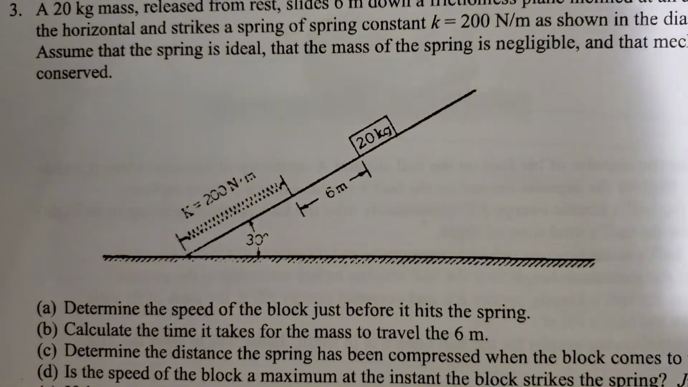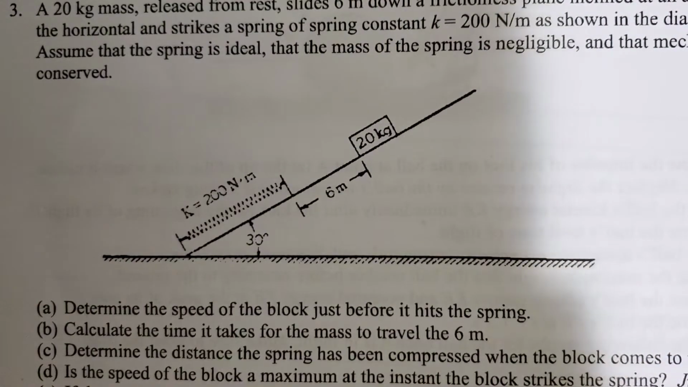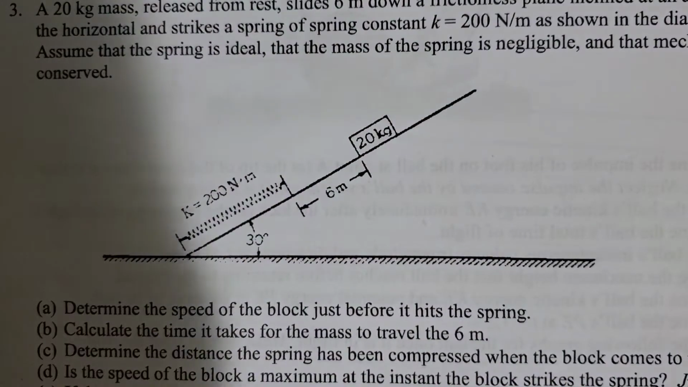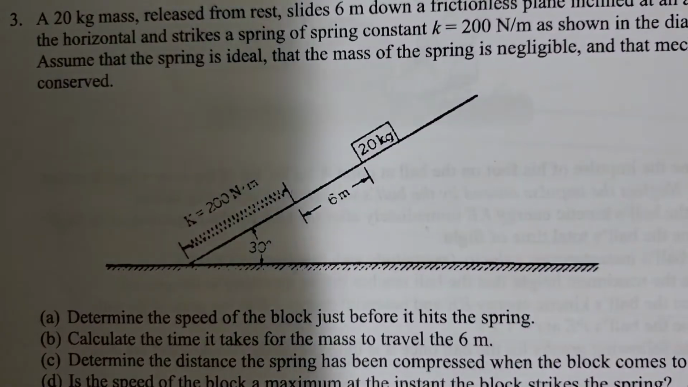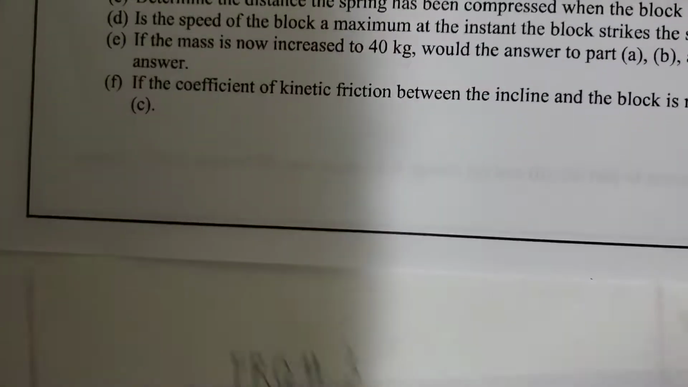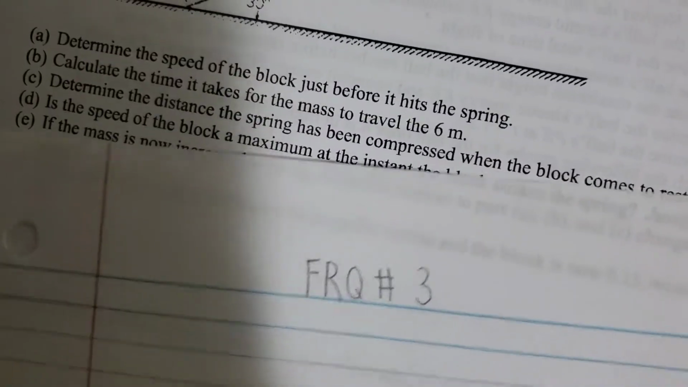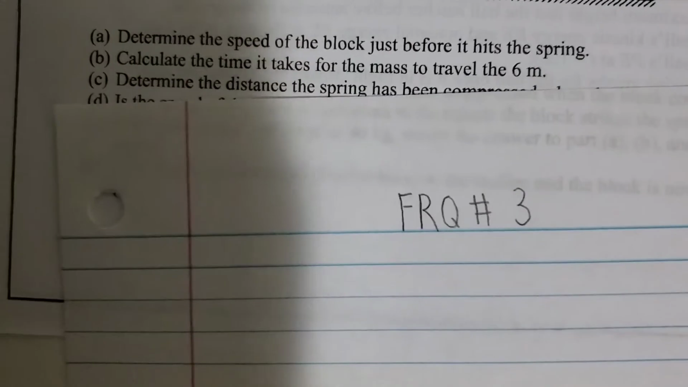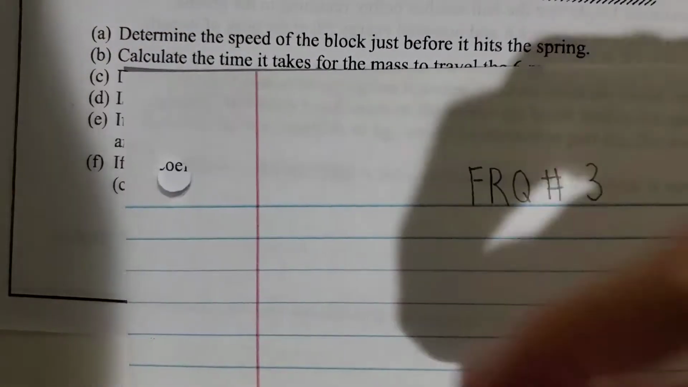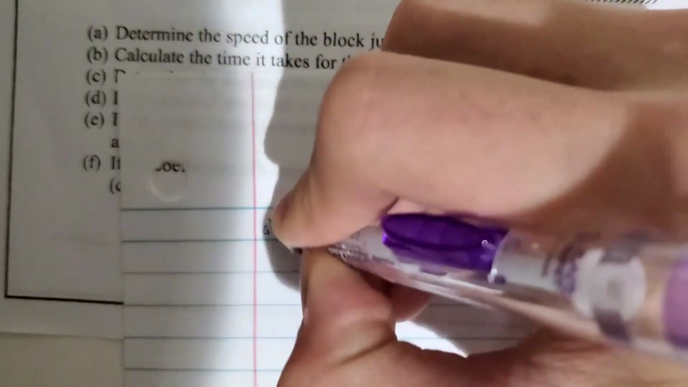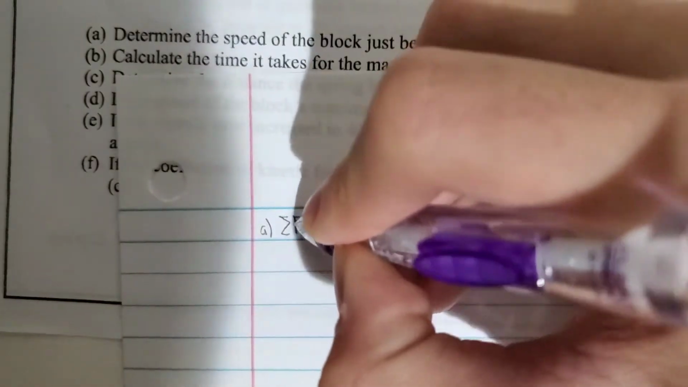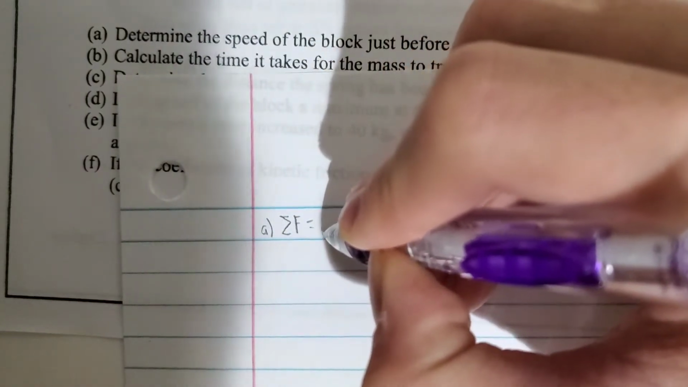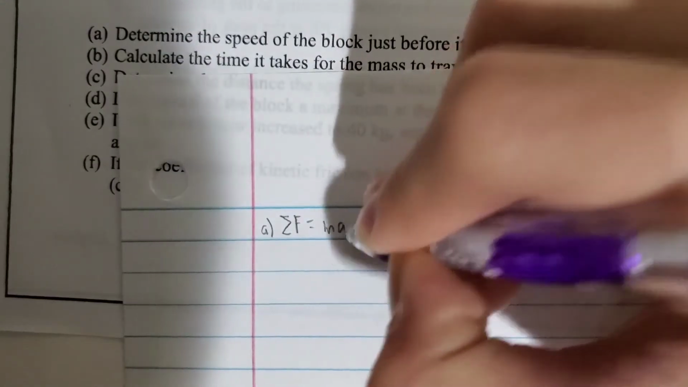So part A wants us to determine the speed of the block just before it hits the spring. So essentially what we want to find is the speed of the block right here. To do this, we first need to find the acceleration of the block as it slides down. So we're going to have to use Newton's second law. The total force is going to be equal to mass times acceleration.